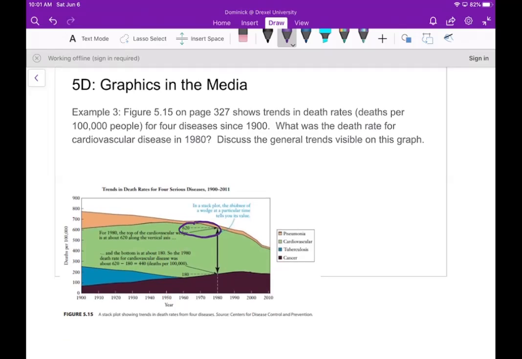And we have that at the top, we have 620. And at the bottom of this, we have 180. So the difference of that would give us the death rate resulting just from cardiovascular disease, right? So if we subtract them, we'll get 440. Right? So it looks like the death rate was 440 deaths per 100,000 people for cardiovascular disease.